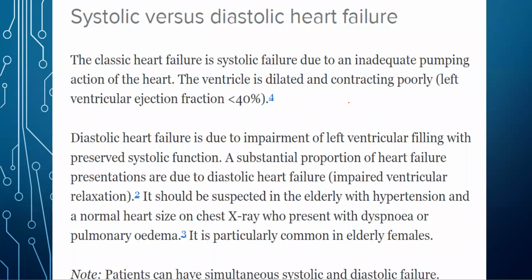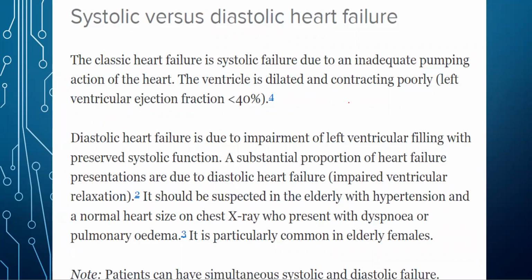Whereas in diastolic heart failure, normally in diastole, the heart should relax to receive blood. Now, because the heart is not able to receive enough blood, it is also not able to pump out enough blood. But here, the contraction is normal. That means pumping is normal. That's why ejection fraction will be normal.